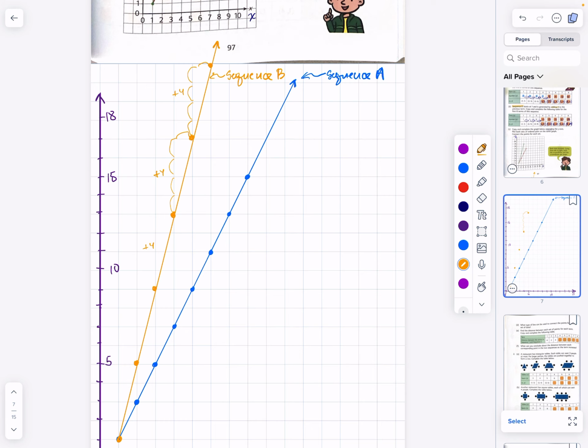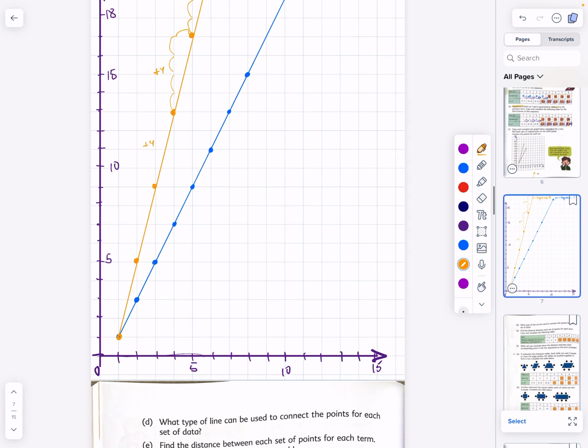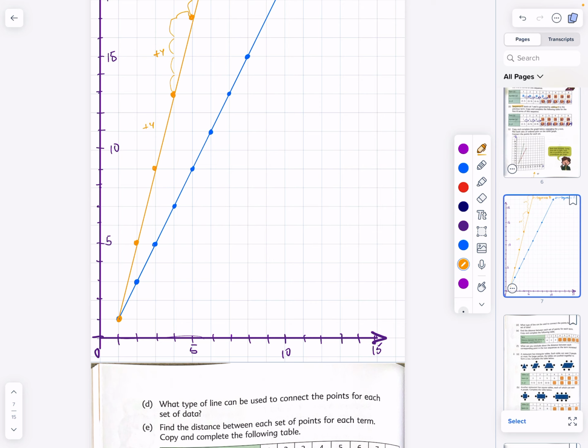Now that we've plotted them, let's answer some questions. What type of line can be used to connect the points for each set of data, right? Right here. What type of line? Of course, it's a straight line because we talked about it. It's a linear relationship, right? Straight line. It follows the same pattern, plus 2, plus 2, plus 2, plus 4, plus 4, plus 4.